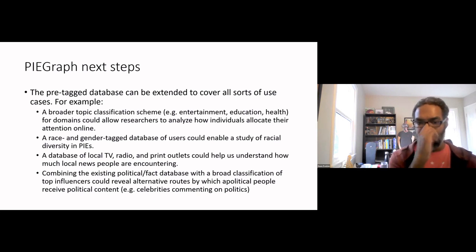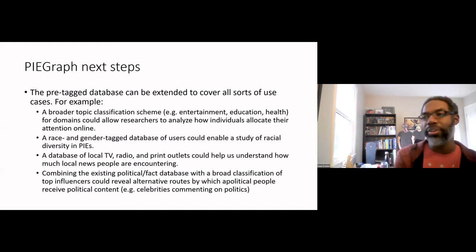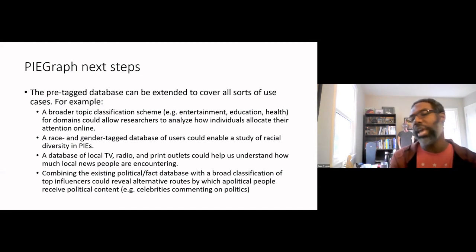Another one is, if you combine the existing political fact database with a broad classification of top influencers, that could reveal alternative routes by which mostly apolitical people receive political content. One example of this that I think everybody will be familiar with is when celebrities comment on politics. So even if you're not following the New York Times and CNN, when, for example, a couple of weeks ago, Gene Simmons talked about how he wanted to isolate and segregate people who had not been vaccinated, that's one way that people get into the politics of it without necessarily having to follow traditional political sources of information, whether those be politicians or traditional news outlets.